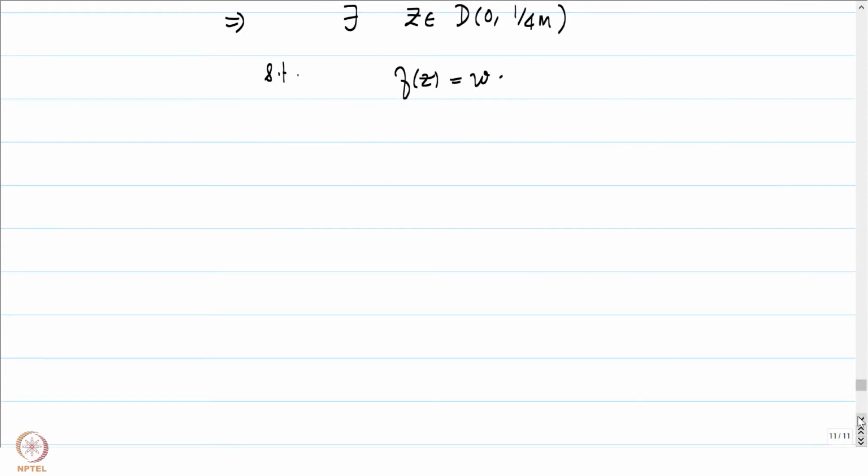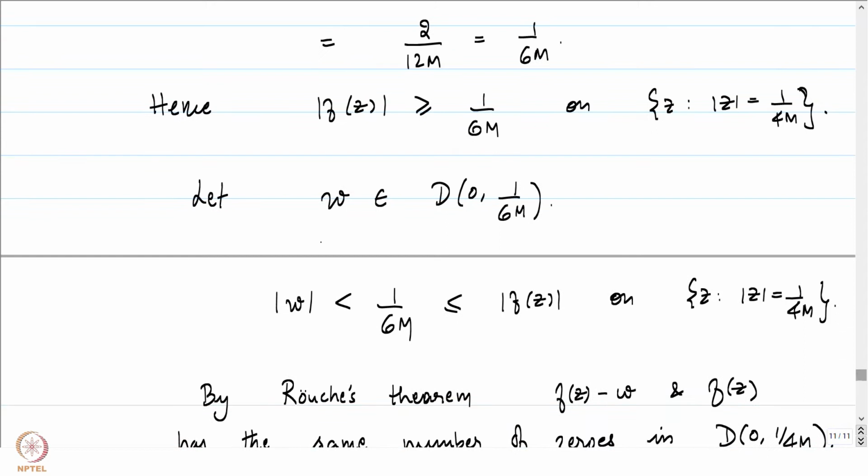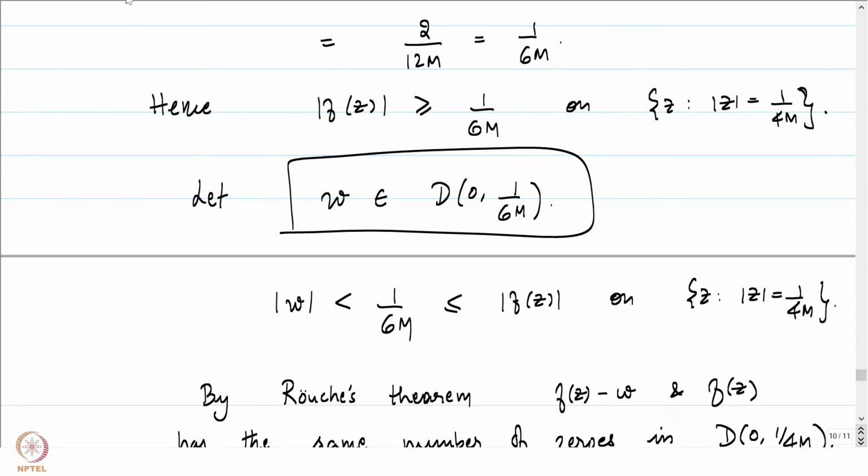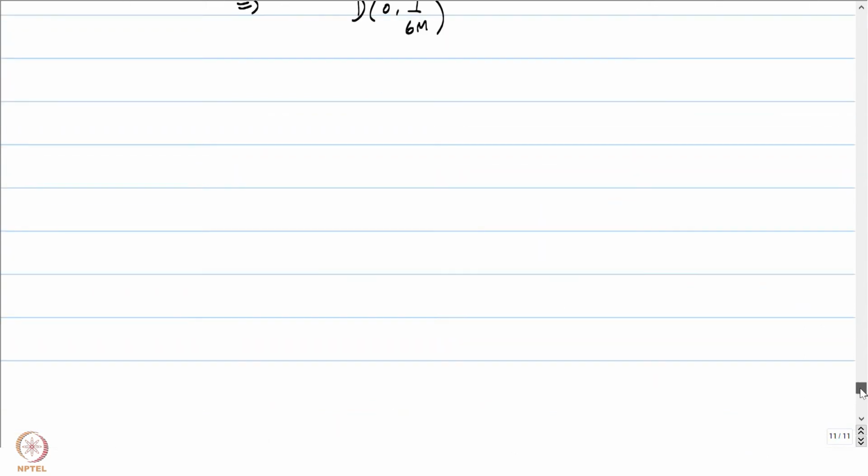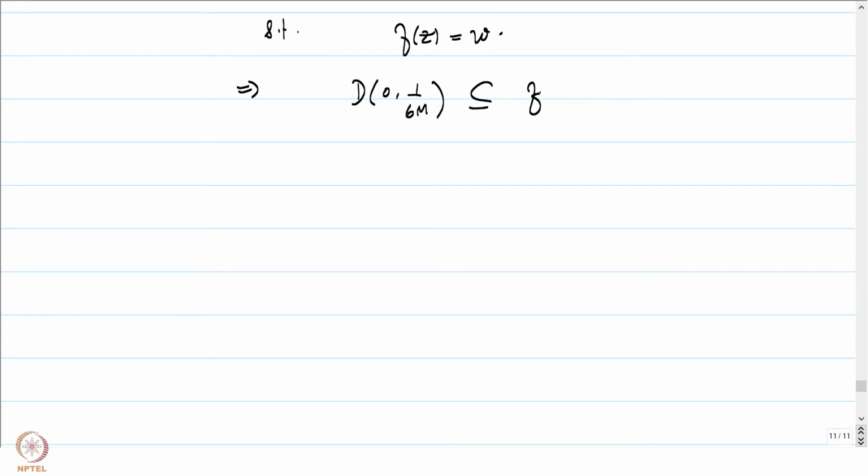And since w was picked arbitrarily, it tells us that D0 1 by 6m, notice that is the disk where our w was from, is contained in f of the disk of radius 1 by 4m, which is in particular contained in f of D. And that is precisely what we had set out to prove.